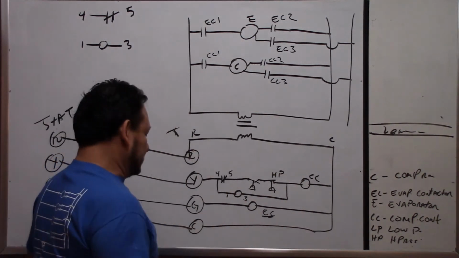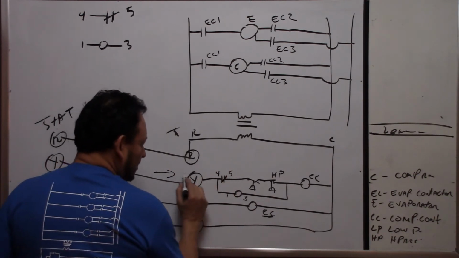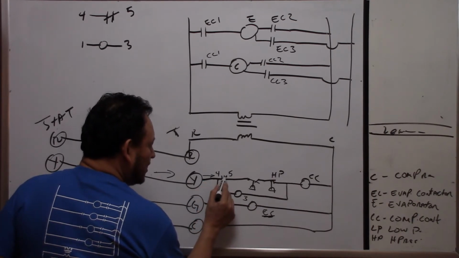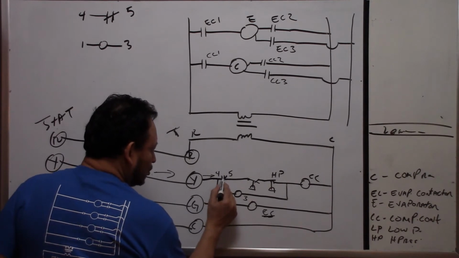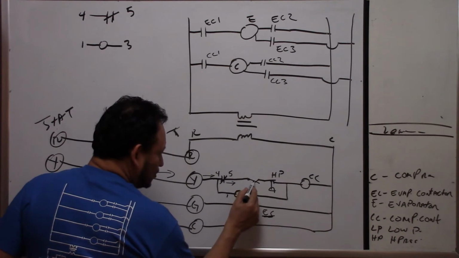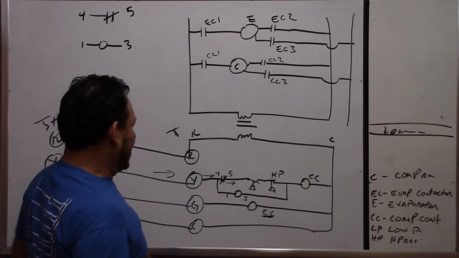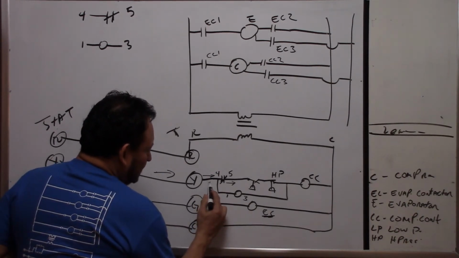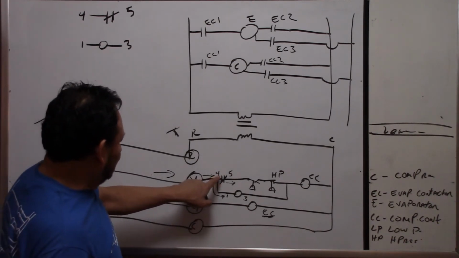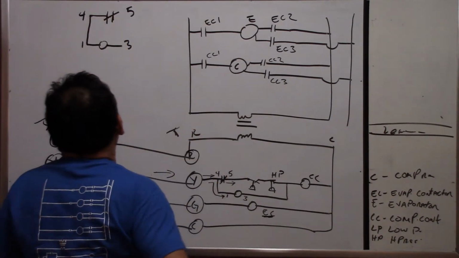Okay, the way it works is this: when you call for cooling, 24 volts goes this way, right? And then voltage will go through here. Once it goes through here, this is closed, so the voltage is going to go this way. Low pressure switch is closed, high pressure switch is closed, compressor comes on, okay? Now we notice that the voltage here also splits and goes through here, okay? Now if you notice, between 4 and 1, it's like so, okay?